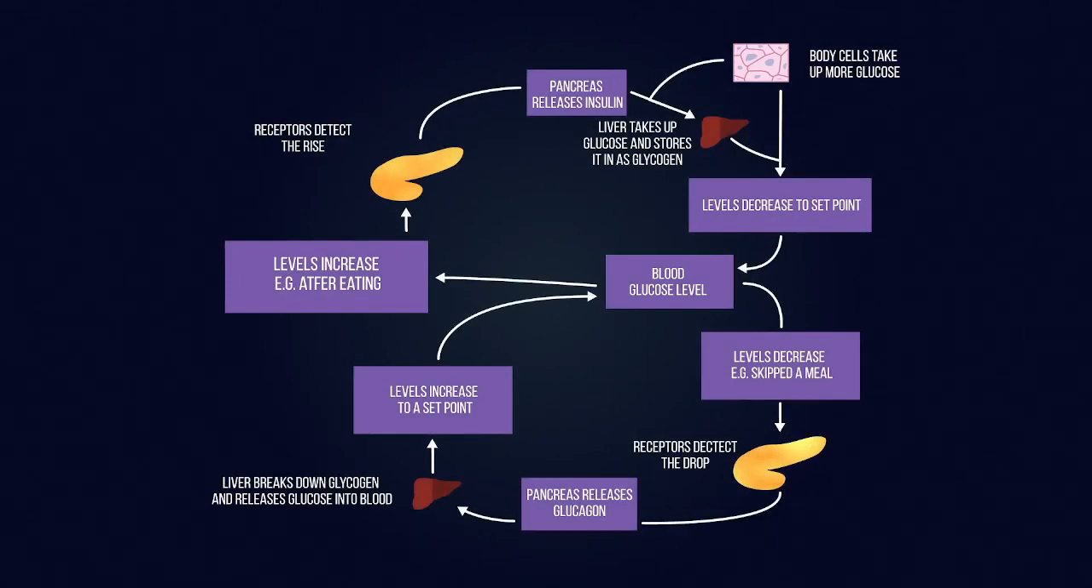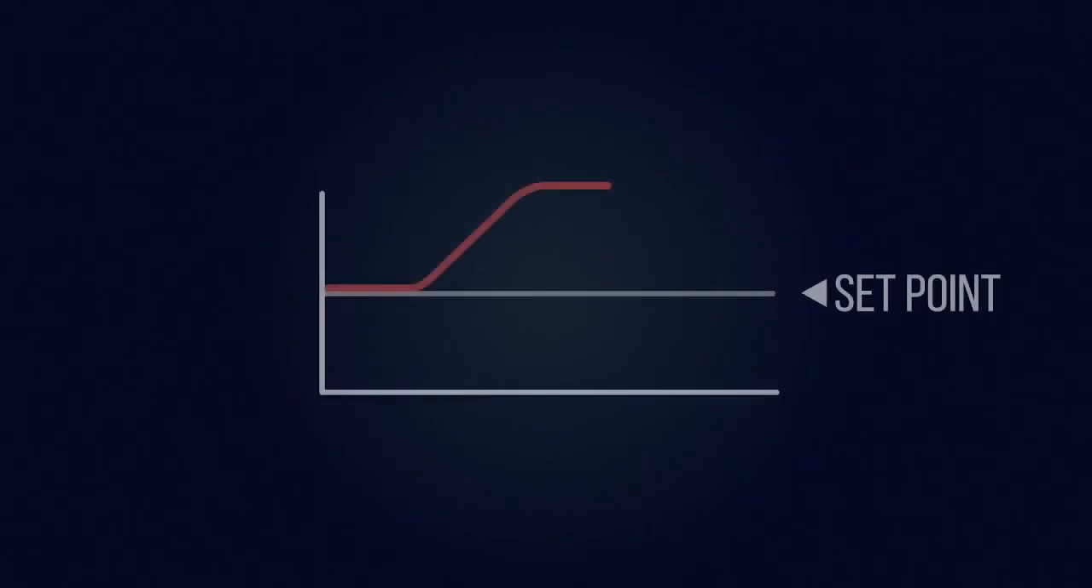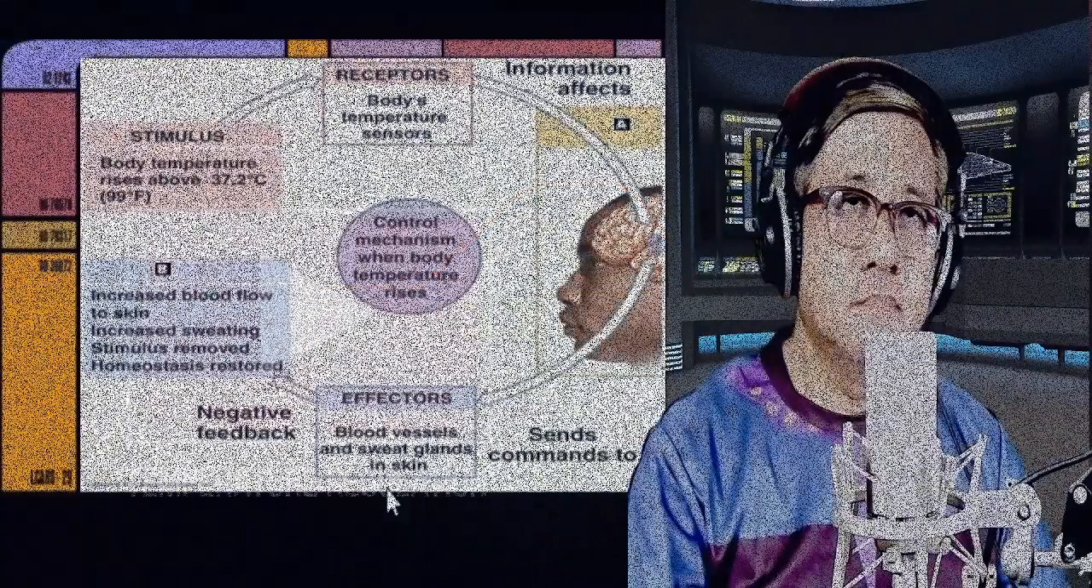So there we have negative feedback. The important thing to remember about negative feedback is that it's a circle. Some variable changes from the set point, and then we correct it by returning to the set point, which is where we started.